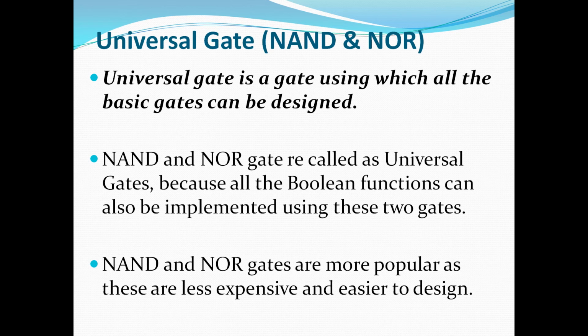All the Boolean functions can be implemented using only the NAND gate. The NOR gate is not required. Likewise, using only the NOR gate, it is possible to design all the remaining gates, and all the Boolean functions. That's why they are known as universal gates.